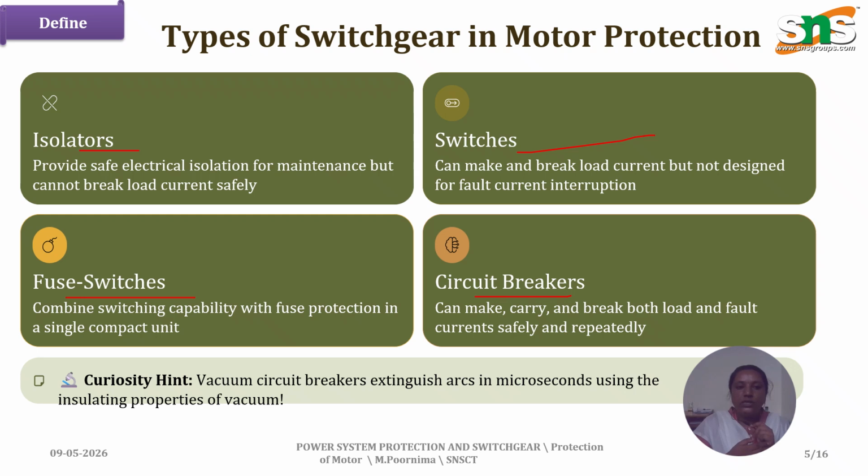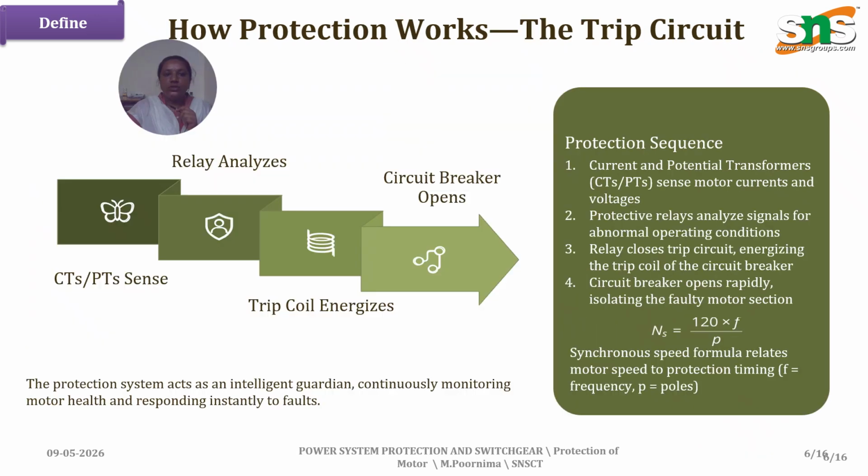Now coming to the fuse switch, combining switch capability with fuse protection in a single compact unit. And finally, circuit breakers can make, carry, and break both load and fault current safely and repeatedly. Here is a curious hint: a vacuum circuit breaker extinguishes arcing in microseconds using the insulation property of vacuum.